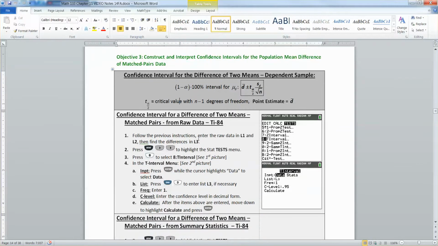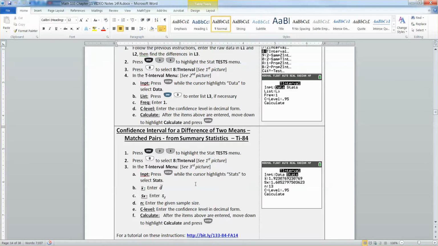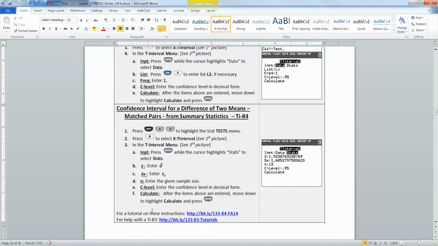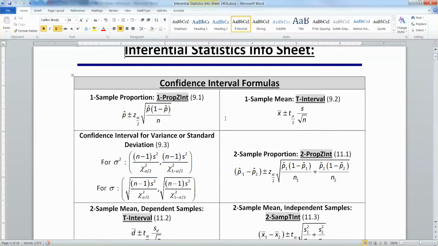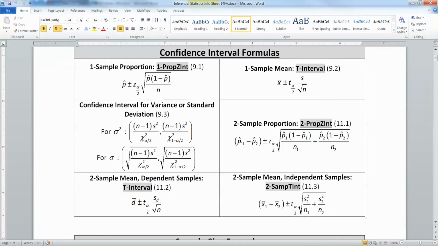I have the instructions in here for how to do it, but it's very similar to what we already did in chapter 9 when we were creating a t-interval. It's just that you're using d bar in place of x bar and sd in place of the standard deviation. And just a reminder, on your inferential statistics sheet, this particular interval is right here. It's the one for 11.2, so d bar plus or minus t alpha over 2. And I remind you right here that you're going to use the t-interval to make this one.